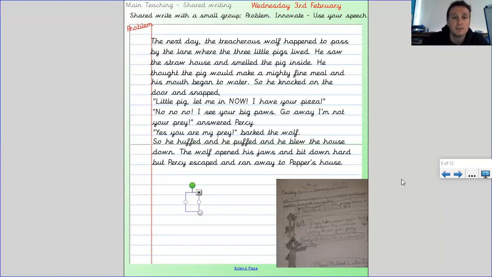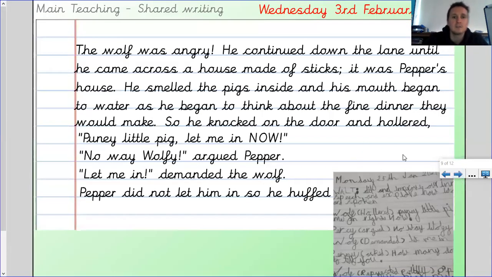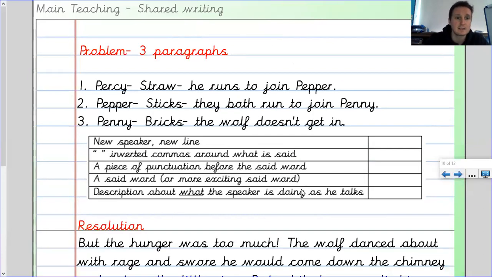All right, once you've done that, so you can pause it here, by the way, if you'd like to make a start now. Once you've done that, skip forwards and you can move on to paragraph 2. Okay, so this was when you got to Pepper's house. All right, once you've finished that, okay, so pause it now if you need to. And once you finish that, you need to come up with the final paragraph for when he went to Penny's house. All right, use the work that's already inside your book. Your boxing up will really help you. All right, and make sure that you are using the correct rules for speech.